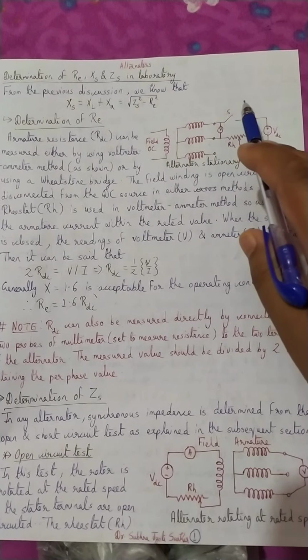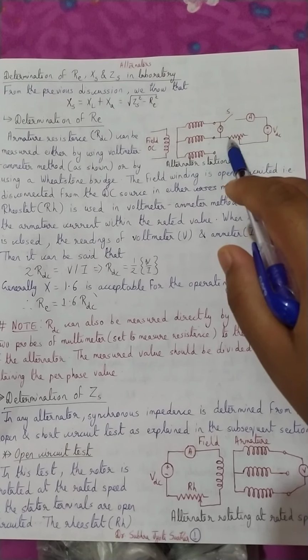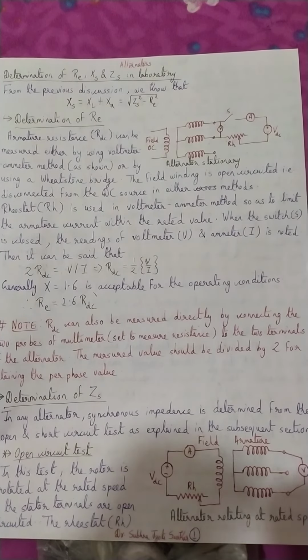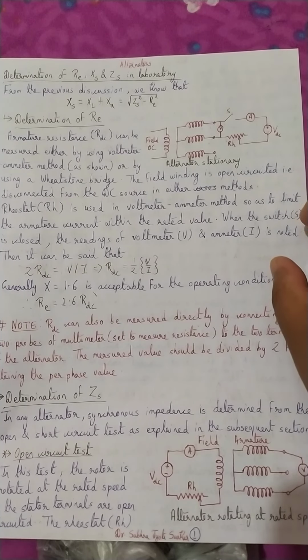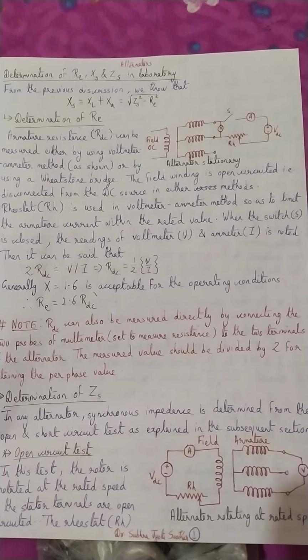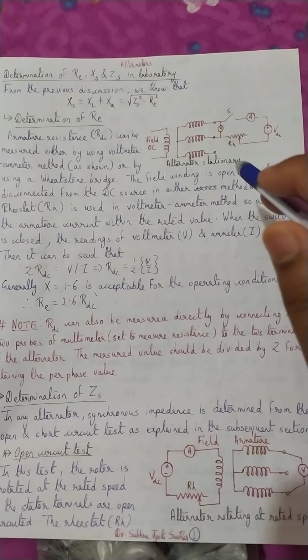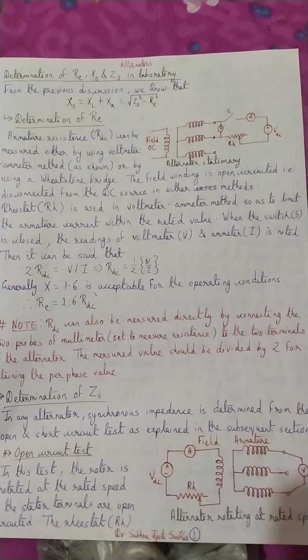Now one more point: instead of this voltmeter-ammeter method, we can directly connect a multimeter across it as well. Whatever reading comes, we divide it by 2 to get the value of DC resistance. So this is about the determination of the effective resistance. We can find out this Re. Now we have to find out the synchronous impedance Zs by using two tests: one is called the open circuit test and another is called the short circuit test.